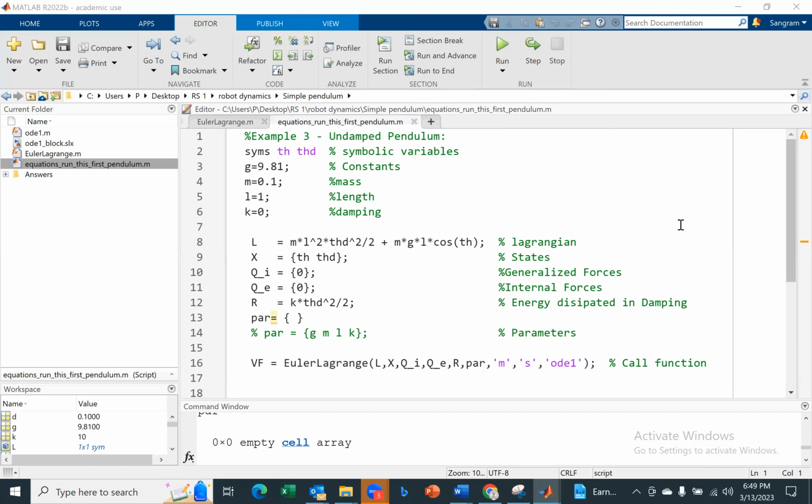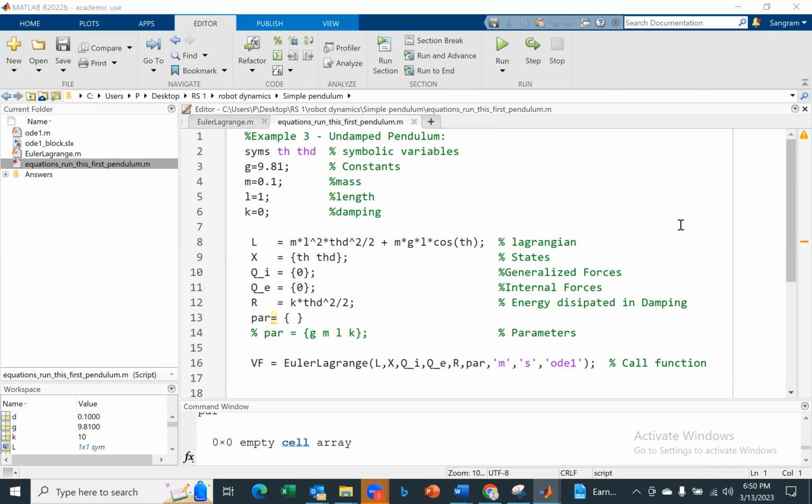Now, what I want to do is write the Lagrangian, and this Lagrangian is given as 1/2 m L square theta dot square plus m g L cosine theta. Now please understand, and I don't know if you remember.